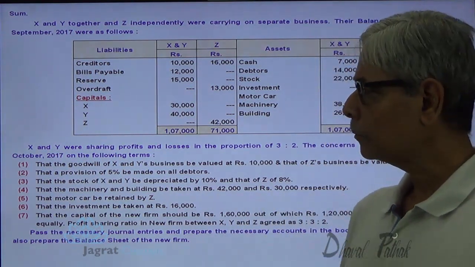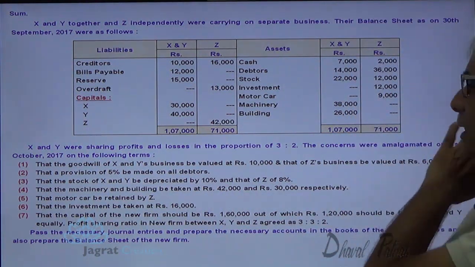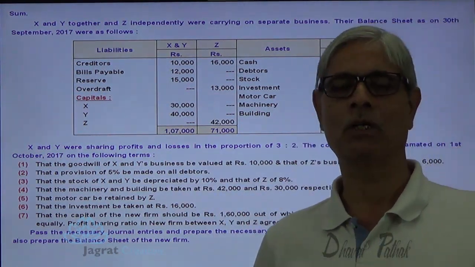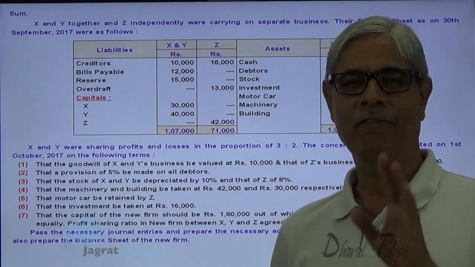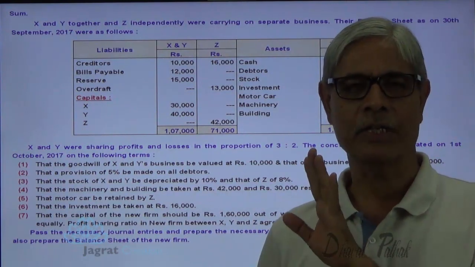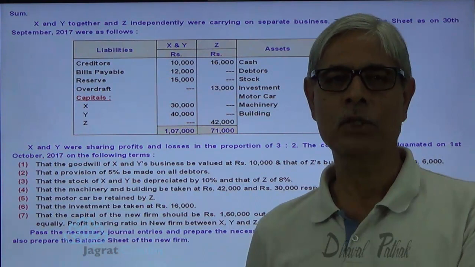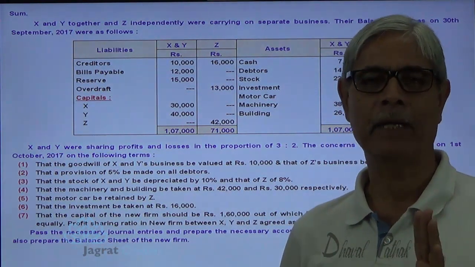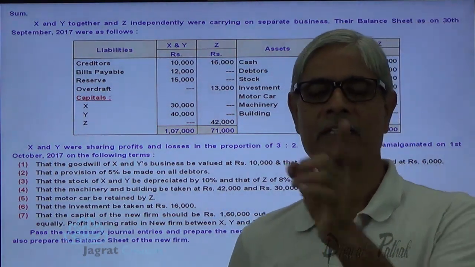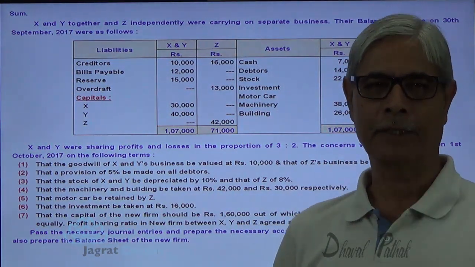Now, here the goodwill of X and Y is 10,000 and that of Z is 6,000. So that is the exchange value of goodwill. Now this sum can be solved by two alternative methods. One method by preparing revaluation account and the second method by preparing realization account. In the realization account method, the X and Y partnership firm is dissolved and the realization account is prepared, and in that case whatever value you realize for goodwill is credited to realization account. That is the opinion of the institute in its study material.